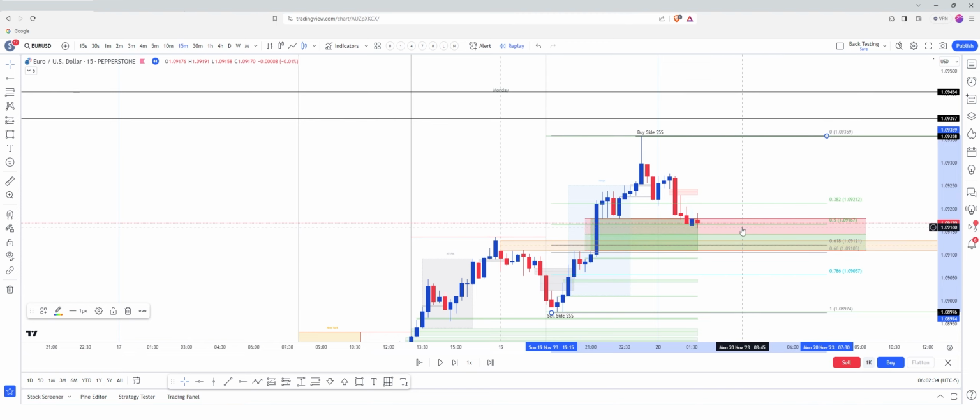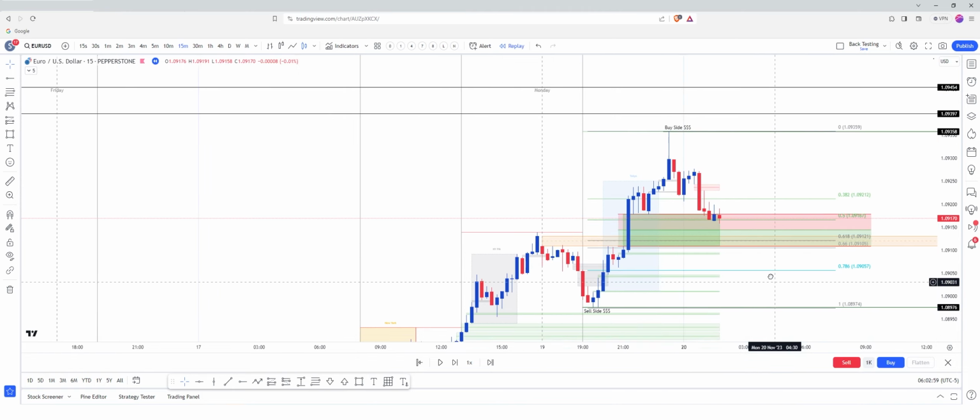So as you'll know from previous ICT teachings, we look to buy in a discount, so that's anything below the 0.5 or the 50% fib, and we are looking to sell in a premium, anything above the 50% fib. So we're just tapping the 50% fib now into this 15-minute fair value gap. So if we can pull into this area, this is a legitimate area to be looking for longs if we're going to be targeting these highs.